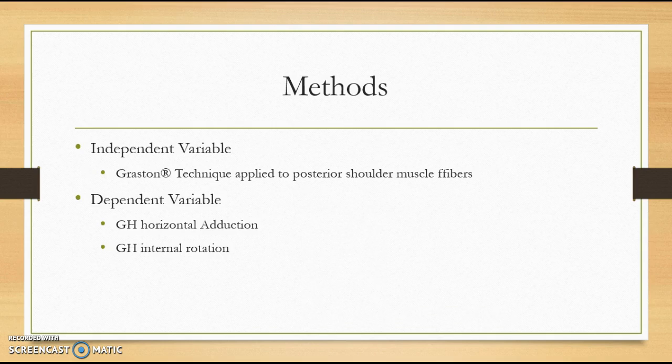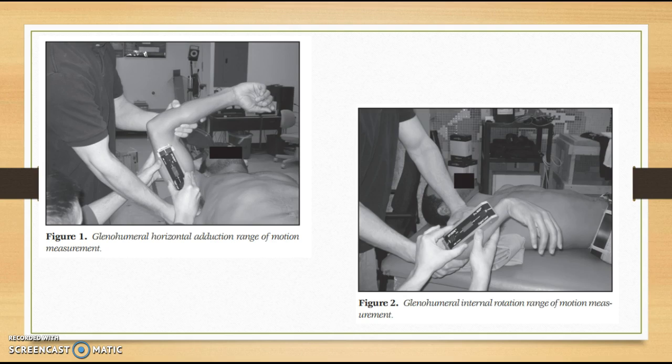All right, methods. The independent variable was the Graston's technique applied to the posterior shoulder. The dependent variable was the GH horizontal adduction and GH internal rotation. Figure 1 shows how they measured GH horizontal adduction, and they used a Pro 3600 digital inclinometer, to measure these ranges of motion, and according to the manufacturer, it was accurate to 0.1 degree. In Figure 2, you can see how they measured glenohumeral internal range of motion.